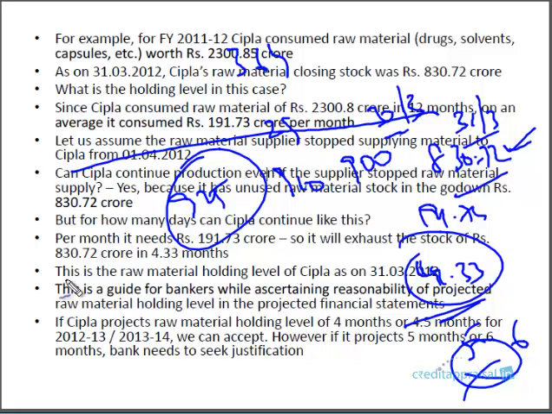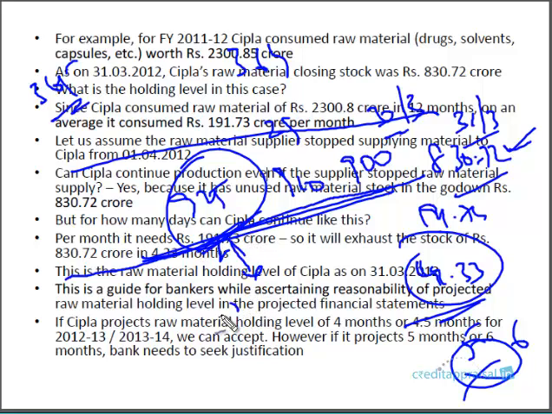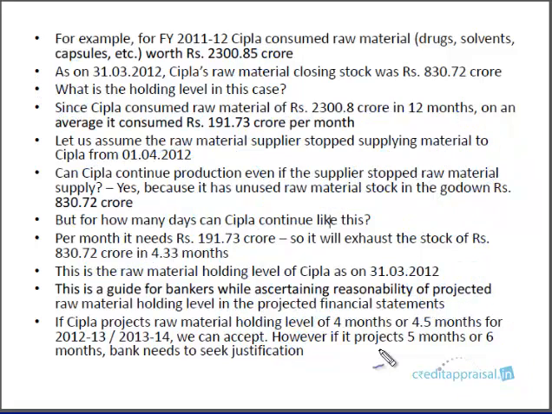So maybe Cipla's average for the whole year is actually a closing stock of 925 crores. We don't know why this particular day was low. But on an average, if you take the average of all the 365 days, the closing stock may be coming to 925. And if you convert that into holding levels, 925 divided by 191.73, you will get a figure definitely higher than 4.33. You will get 4.82 months. So this is the correct figure.